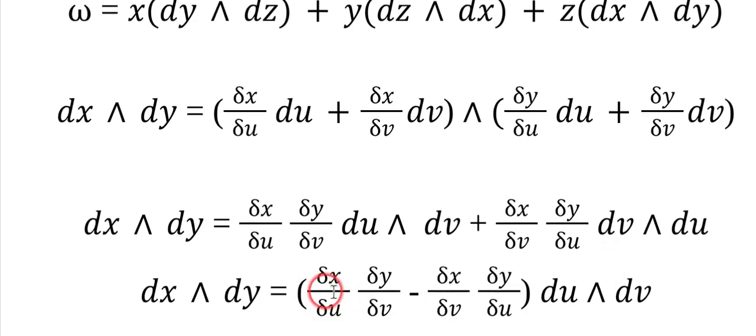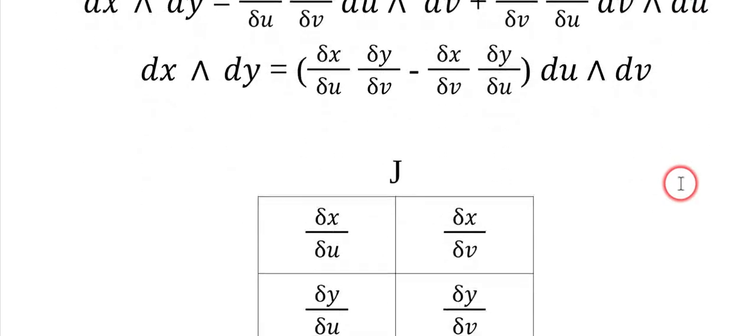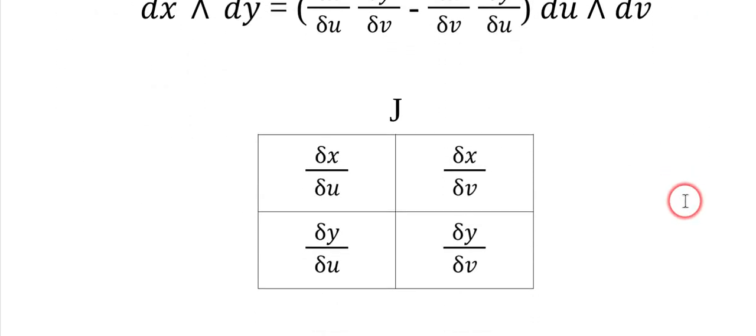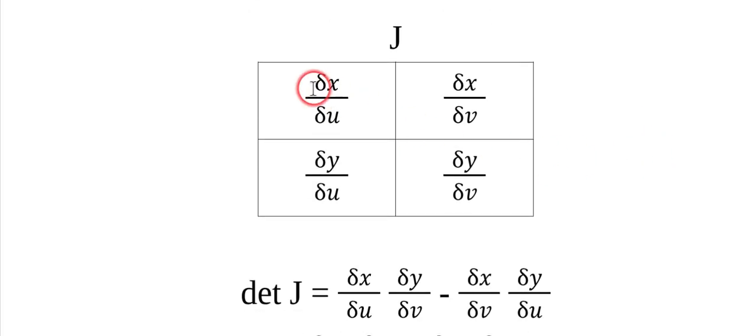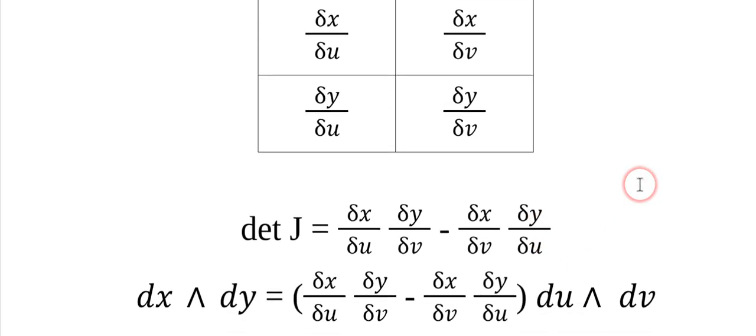Now, do you recognize this? Do you recognize this? That's the Jacobian. Look at that. Remember this? ∂x/∂u, ∂x/∂v, ∂y/∂u, ∂y/∂v. You take the determinant, this times that minus this times that, and you get exactly what we had. So that makes doing these so much easier, right?